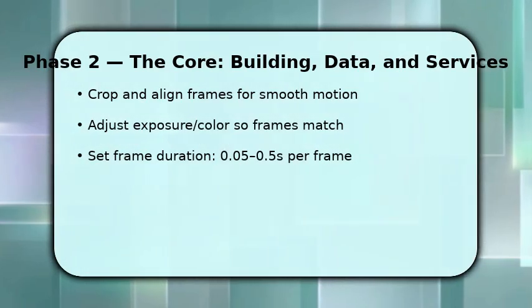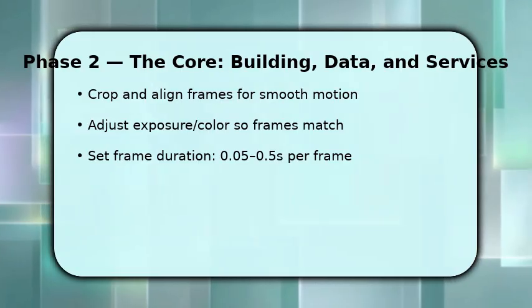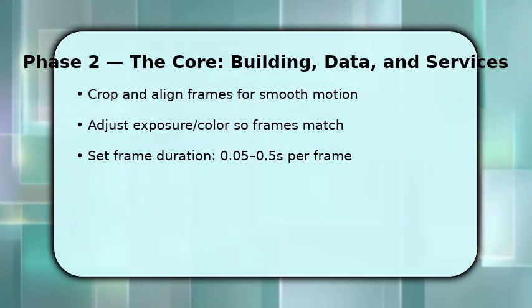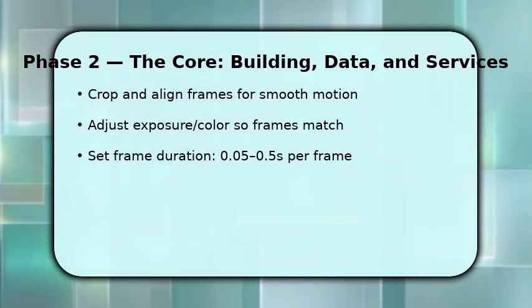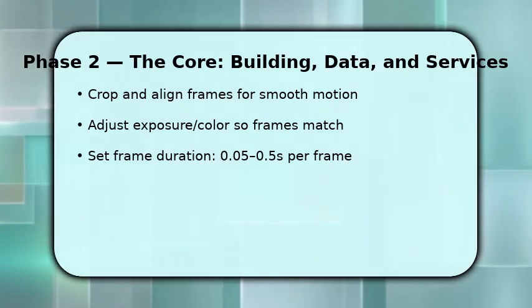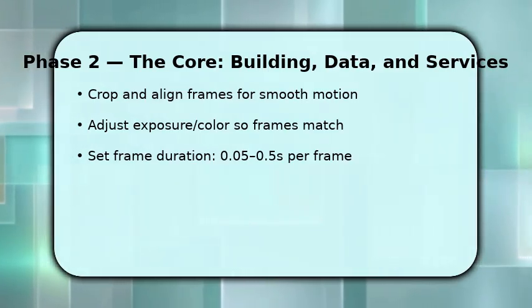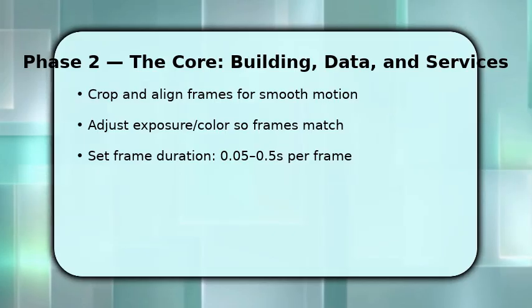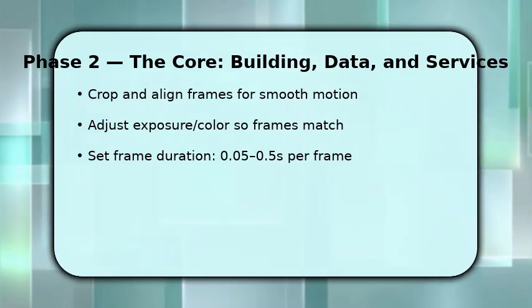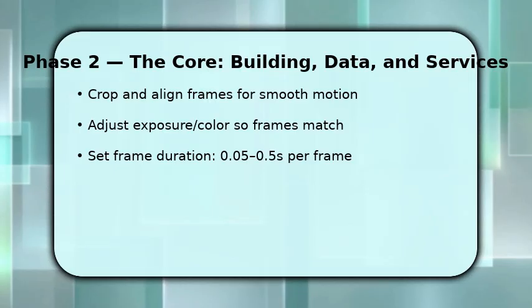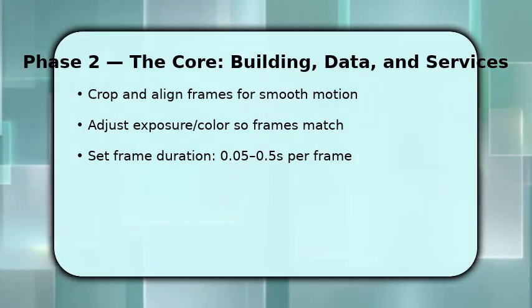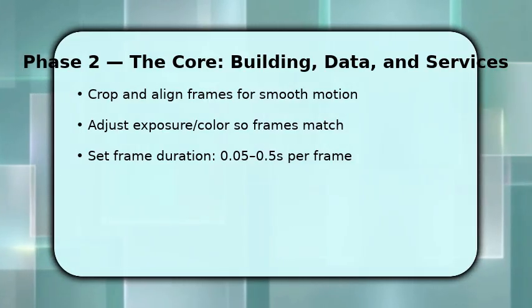Next, you refine each frame. Crop and align elements so motion reads smoothly because misalignment creates jitter. You should also balance exposure and color across frames. Use auto match or manual sliders to avoid flicker. Once frames look consistent, set timing. Shorter times create smoother motion. Longer times emphasize individual frames.